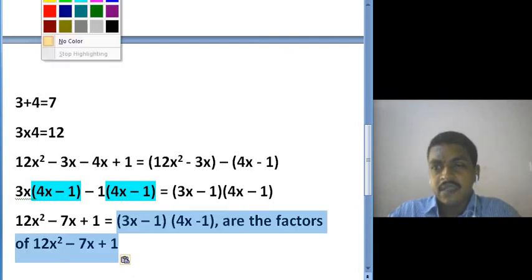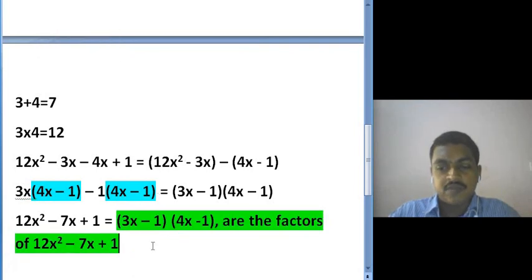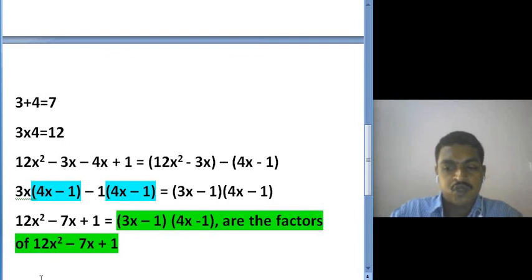So in this question we have only used splitting the middle term. So in the next part I will show you how to use factor theorem to find the factors of the same question, 12x square minus 7x plus 1.